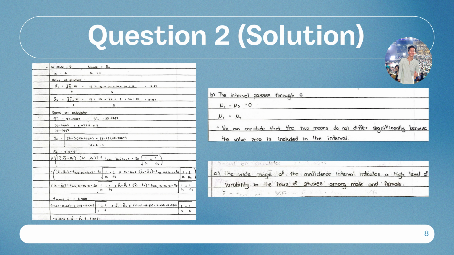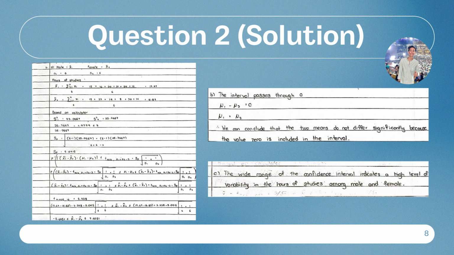We then obtain t alpha divided by 2, n1 plus n2 minus 2, equals 2.228 based on the statistical table. After substituting all values into the formula, we obtain negative 5.6451 less than or equal to mu hat 1 minus mu hat 2, less than or equal to 7.3251.